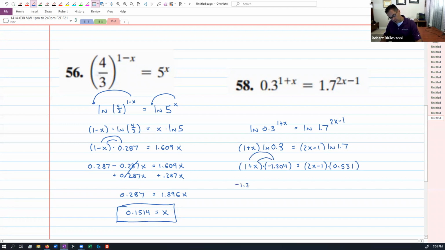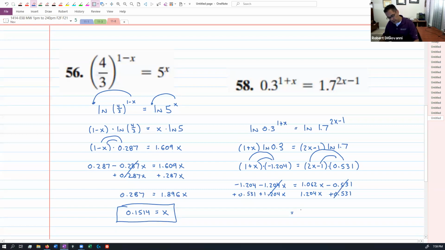So I should get negative 1.204 minus 1.204x equals over here, distribute this here and here. So when I do the 0.531 times the 2x, I should get 1.062x. And when I distribute it to the negative 1, I get negative 0.531. All right, let's get all the x's on one side. So I'll go ahead and add 1.204x to both sides. It'll go away here, and I will add 0.531 here and add 0.531 there. They go away here.